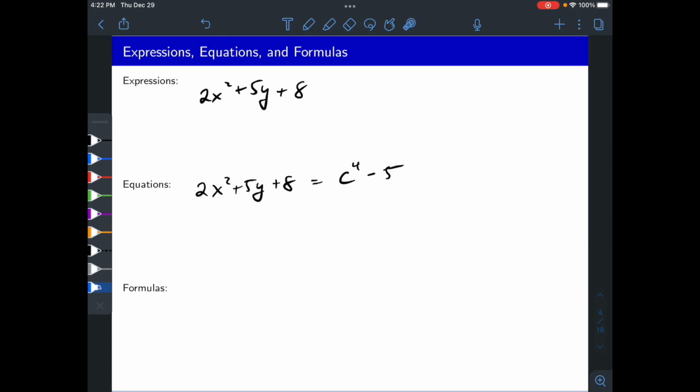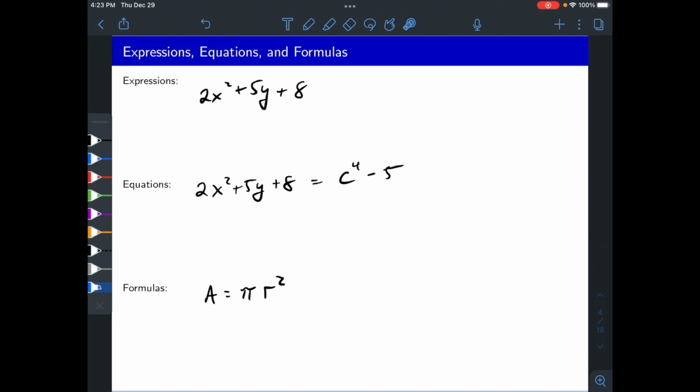A formula is not very different from an equation. So if I were to say that A is equal to pi times r squared, this is a formula for the area of a circle. But really, it's not any different from an equation. It's basically just an equation that relates quantities to each other.